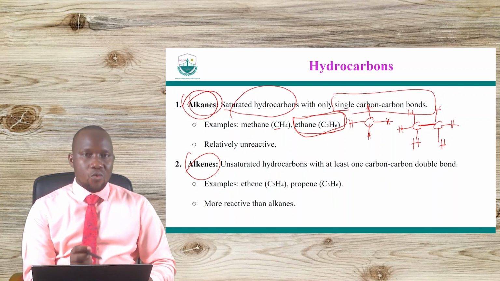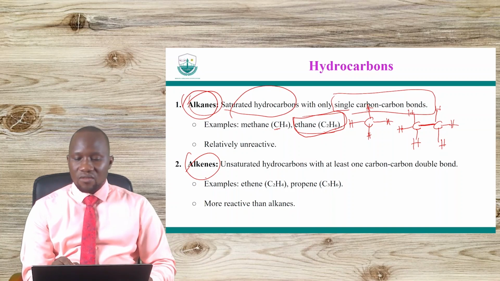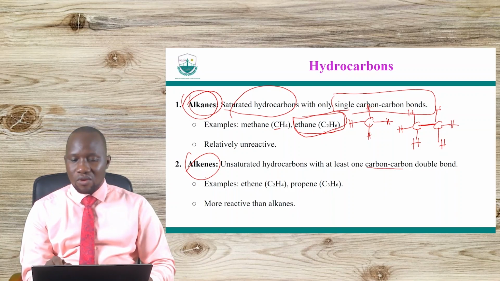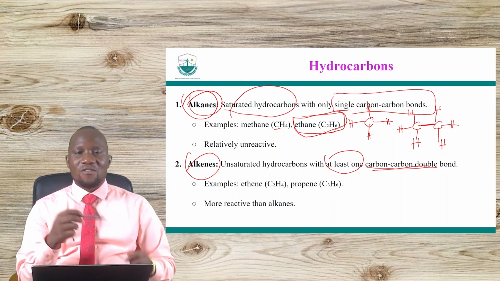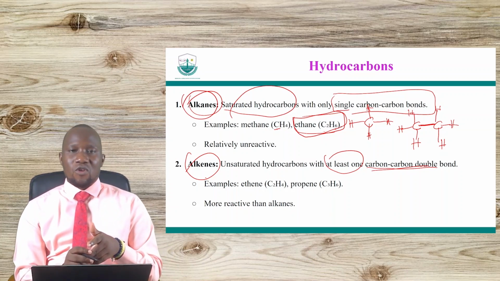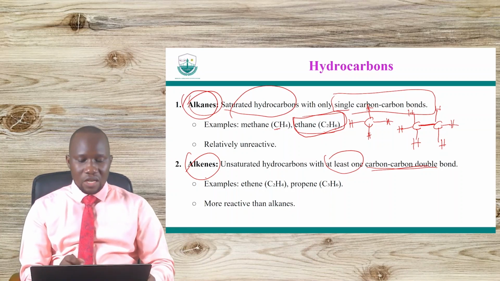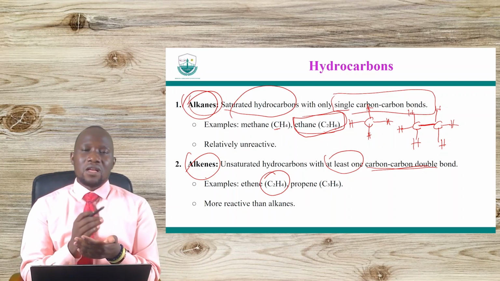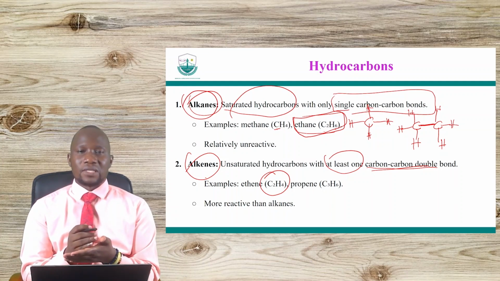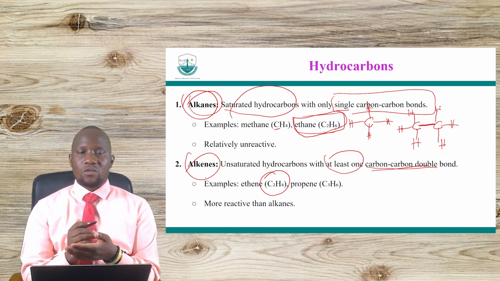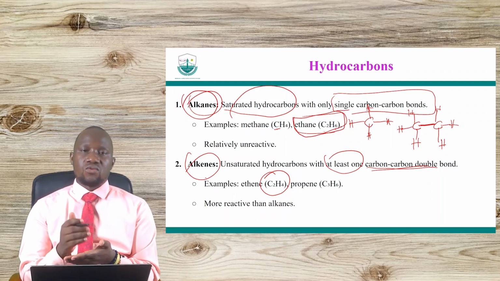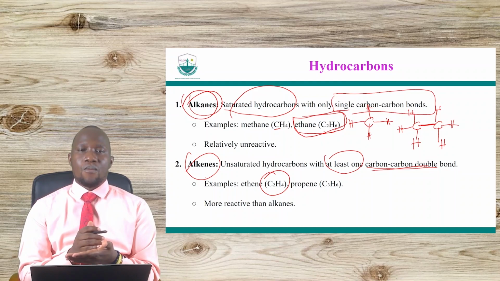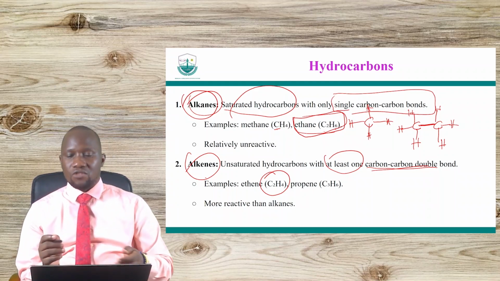And then when we come to the alkenes, we have at least one double bond. Remember, the word is at least. You can have more double bonds within the same compound, but there should be at least one double bond. This can be illustrated. Remember, carbon can form 4 covalent bonds. That is one rule you have to remember: each carbon atom has to have 4 bonds.